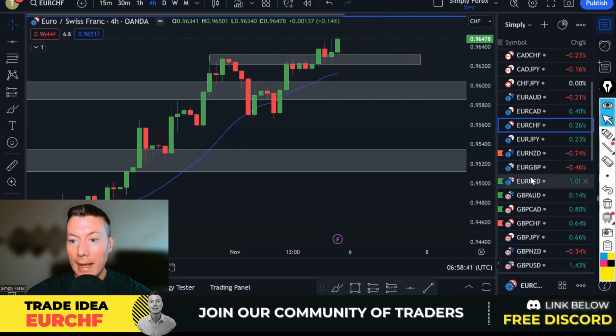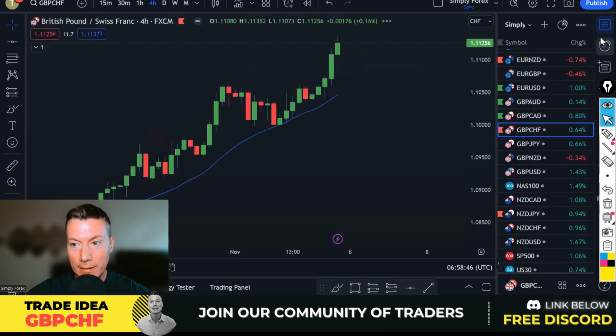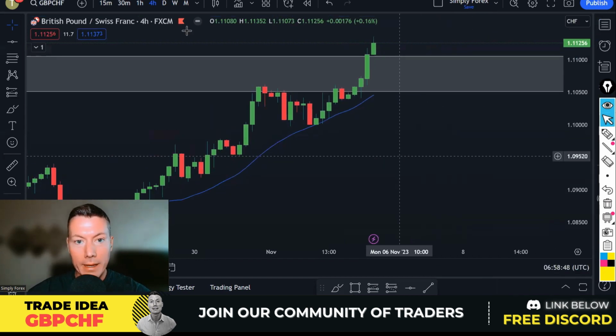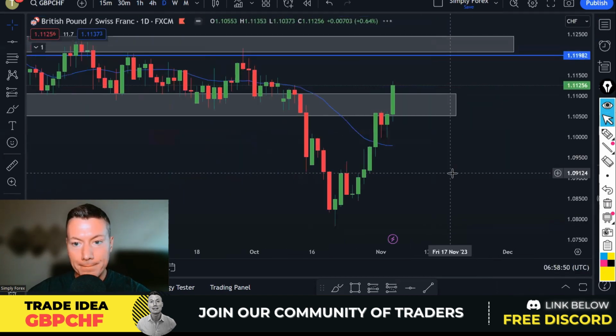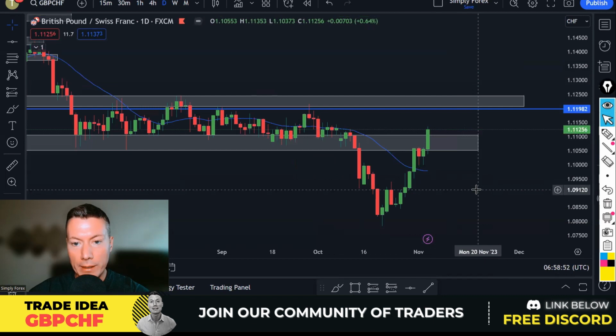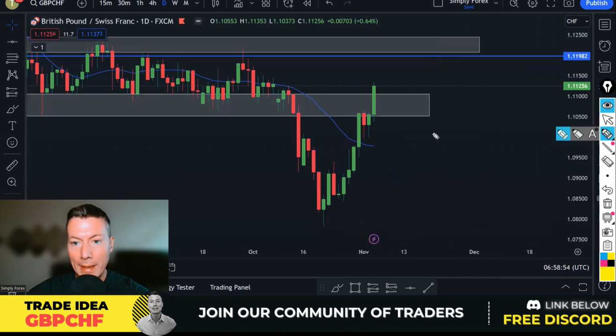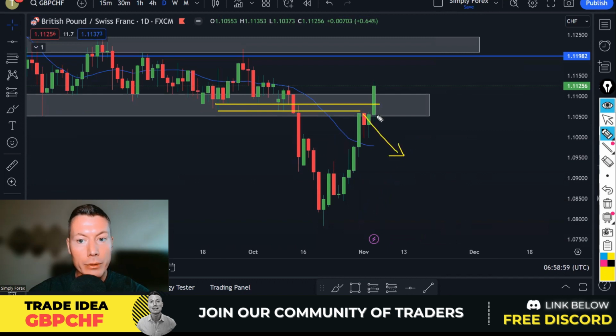Okay. And you've guessed it, guys. The last trade idea is pound Swiss franc. And it's a similar story. So pound Swiss franc, guys, it was all about this level. We were like, will this hold? Will price push down? But no, it's broken through this important level. Yeah, you can see with this candle.